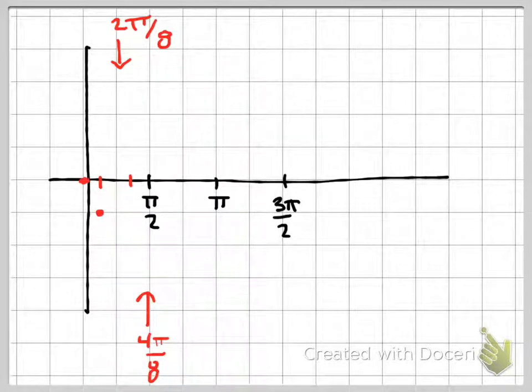intercept, max, intercept. So here's your sine wave. Notice the period was very small, so the wave happens in a very short distance.